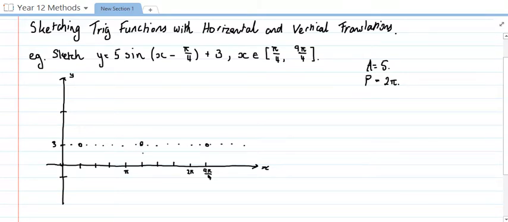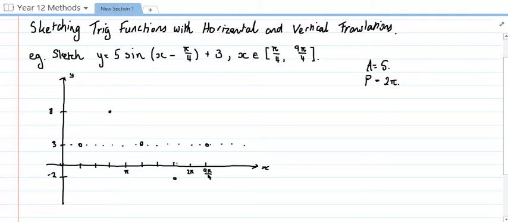It should reach its maximum halfway between these 2 points. So that's going to be from here, it's going to go up to that maximum value there. And if that's 3, it's got an amplitude of 5, means it's going up to 8. And it's also going down to -2. And lastly, the minimum is going to be halfway between these, so the minimum should be right there.